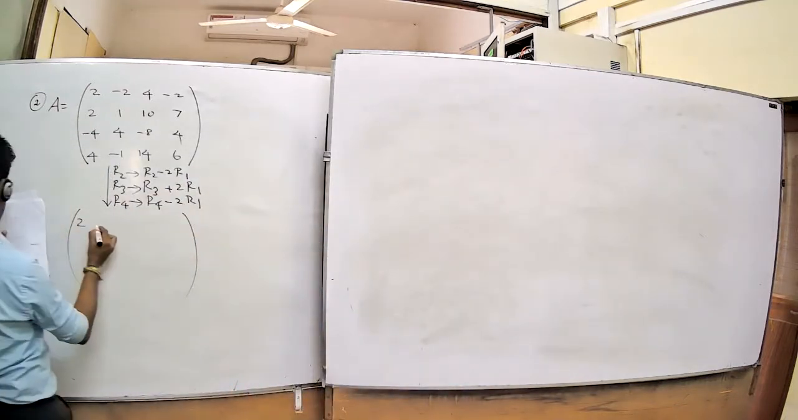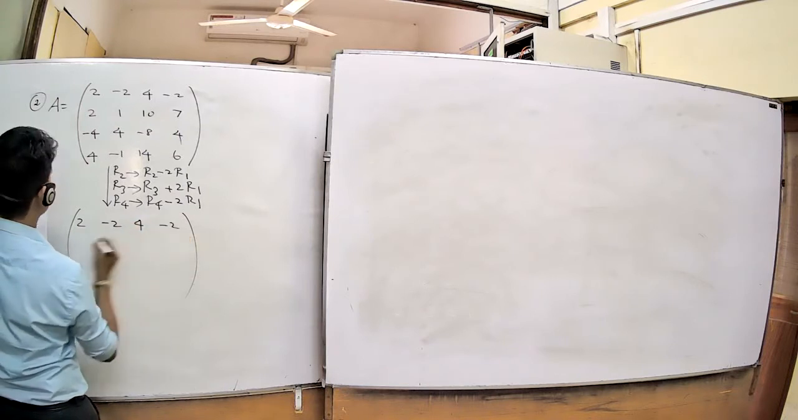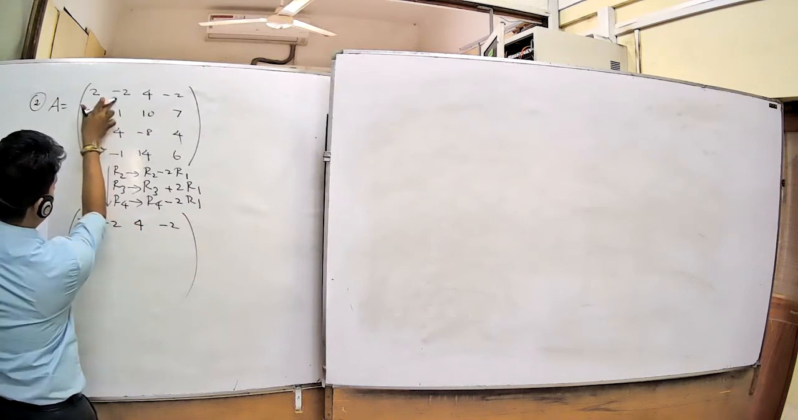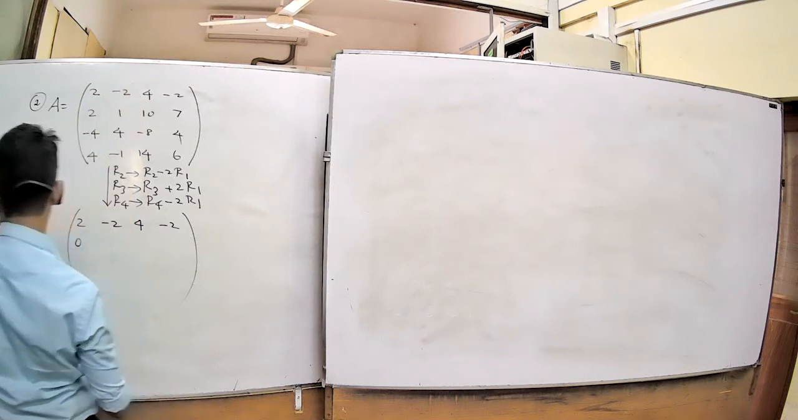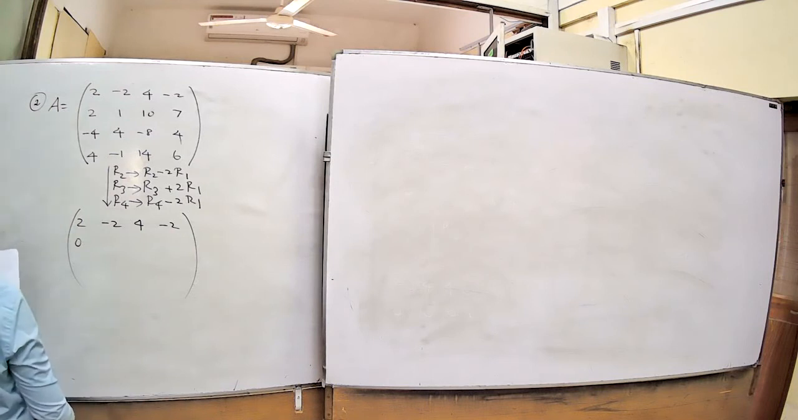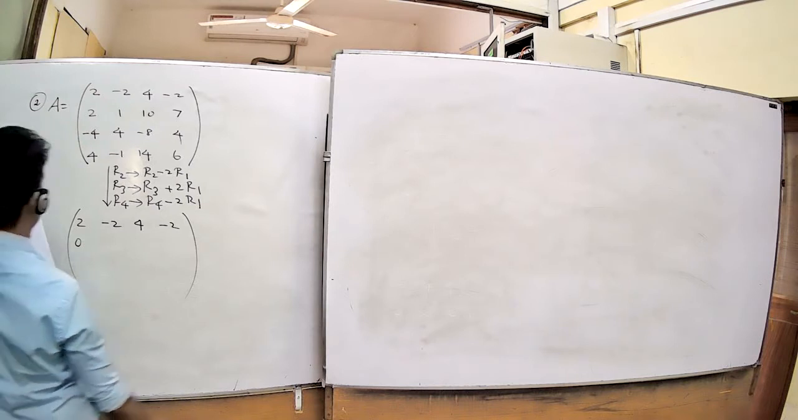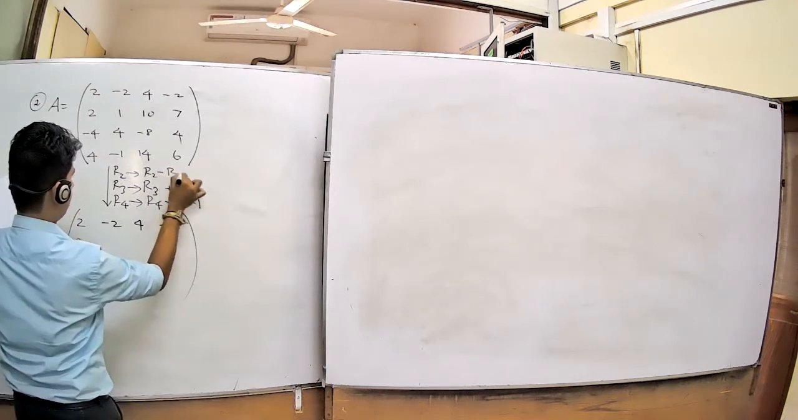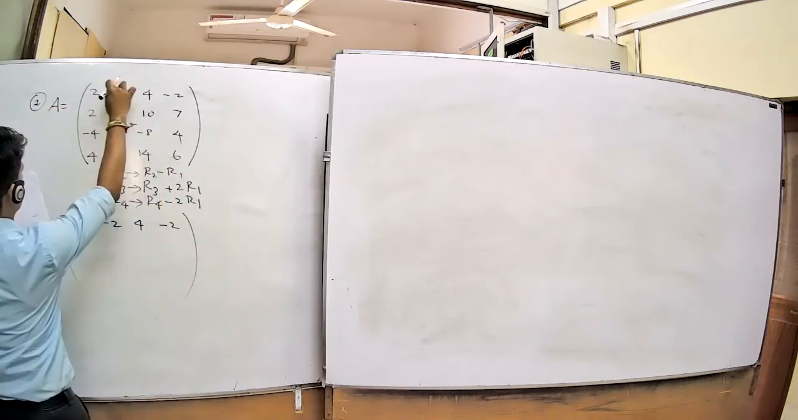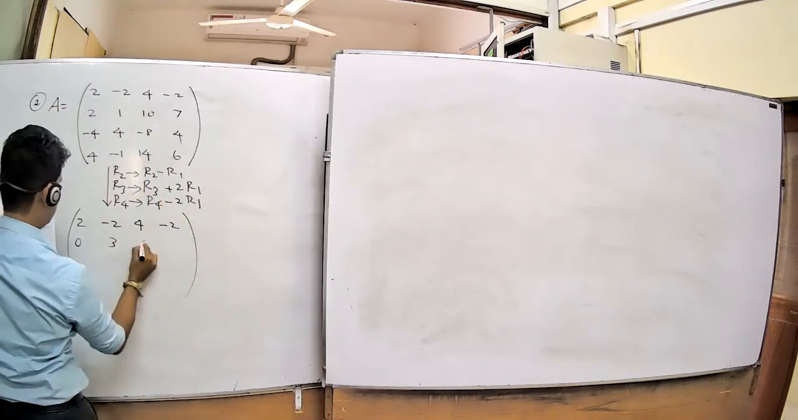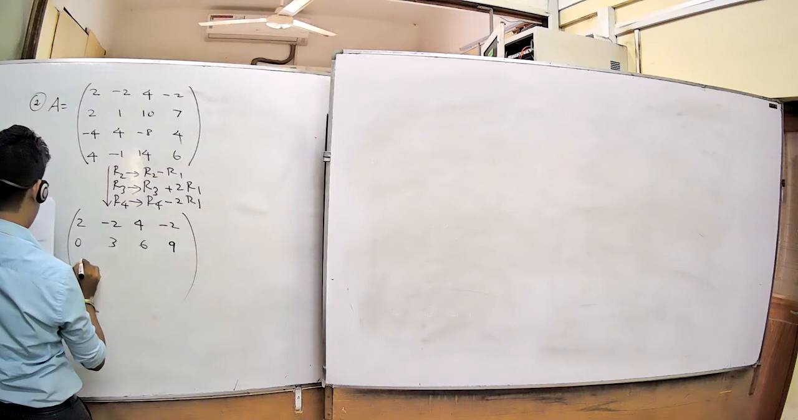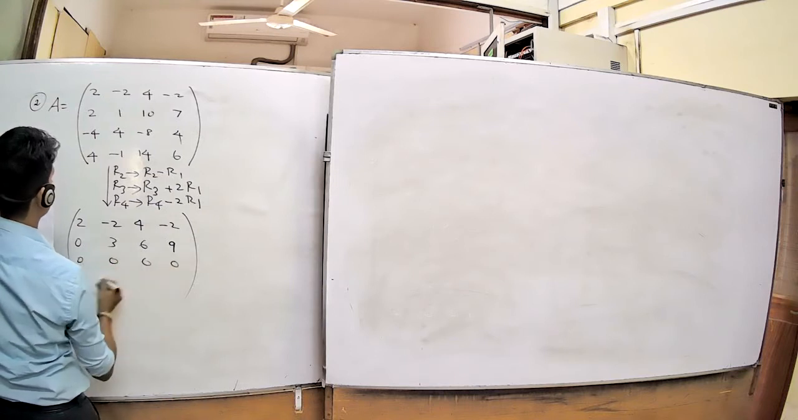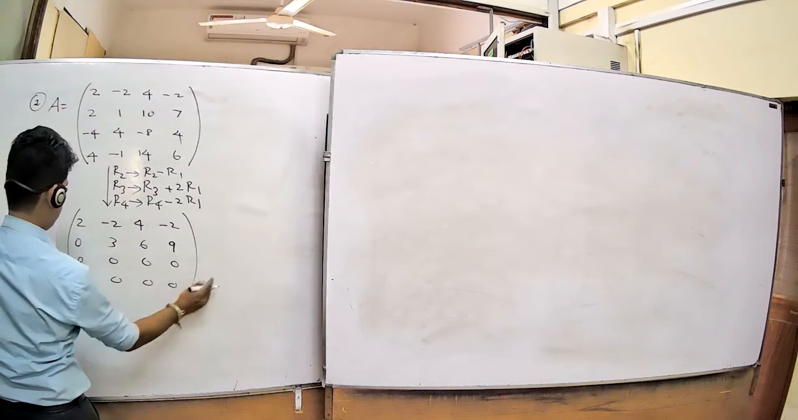2 minus 2, 4 minus 2, here 0. Multiply here by minus 2 means 4, 1, 5. Sorry, for this one it is okay, no? Minus R1, therefore minus 2, 1, 3, 6, 9. You can do the operation, no? Here 0, 0, 0, 0, 0, 0, 0, 0.